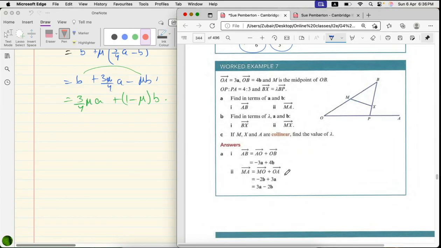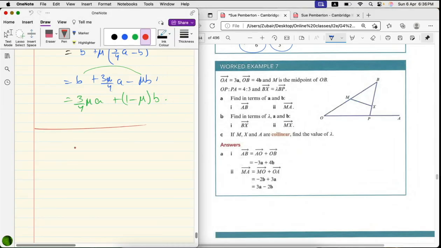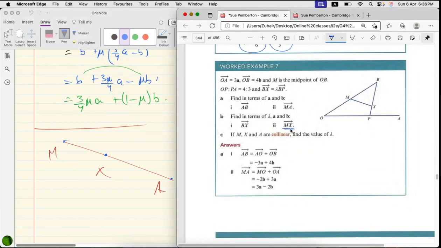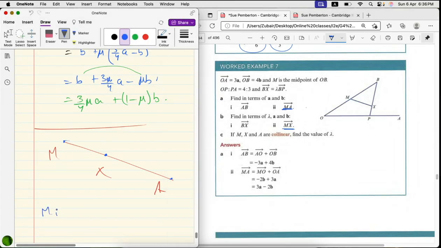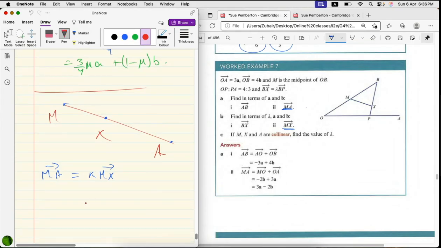So what we can do is, in this case, if M, X, and A are collinear, it means they lie on one line. So we can write, we already had MX and we already had MA. So we can write MA is equal to K times MX. I just hope K is not used earlier. Or the other way around. We can also write MX is equal to K times MA. Anyway, it is understood if I'm writing it like this because I can see on the diagram.